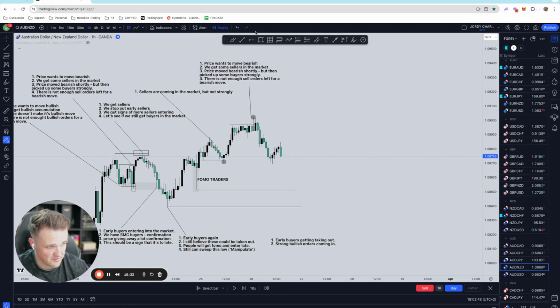Moving to the downside, very interesting. Now we have bearish order flow. Let's see. I don't believe that we get any bullish price action.